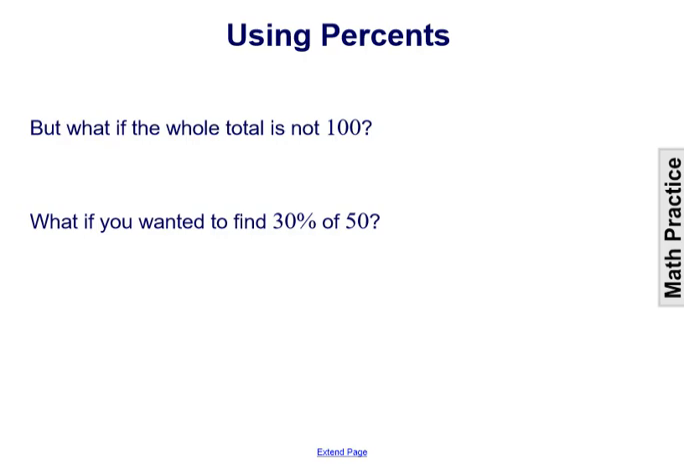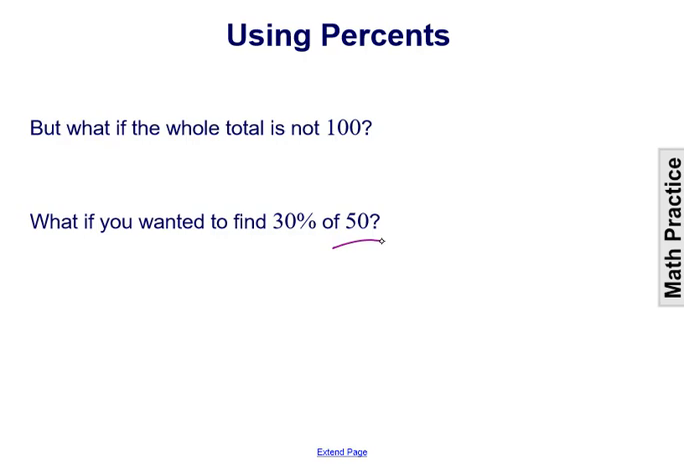For example, what if you wanted to find 30% of 50? The total is no longer 100. We now have a total of 50. So think about how you can figure that out. We're not going to be able to say 30 anymore. The answer is not 30 because the total is not out of 100. It's not just going to be the percent you see.